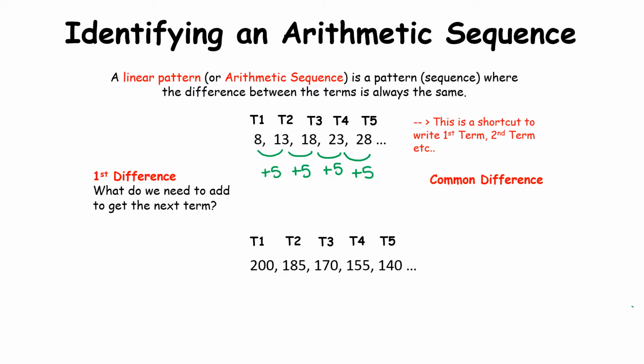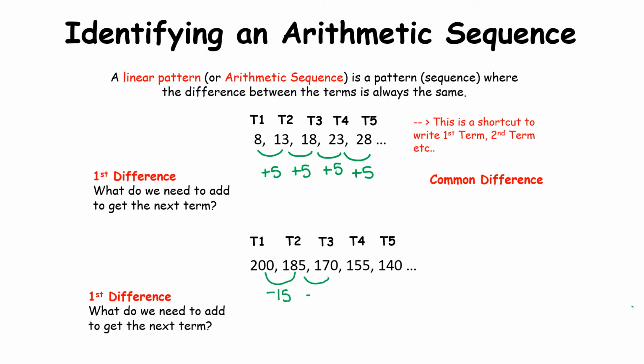T1 is 200, T2 is 185, T3 is 170, T4 is 155, and T5 is 140. You might notice at this point that this sequence is getting smaller or is decreasing. Let's talk about the first difference. So again, what do I add to 200 to get to 185? Well, I can talk about this as adding a minus 15.